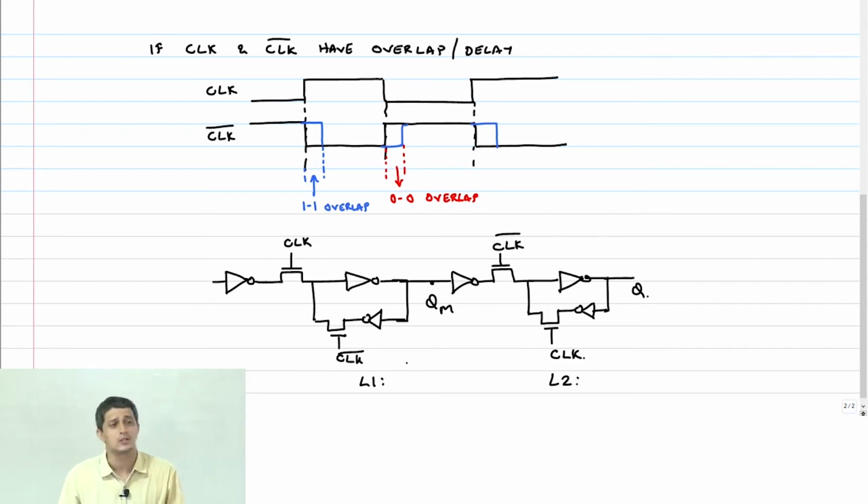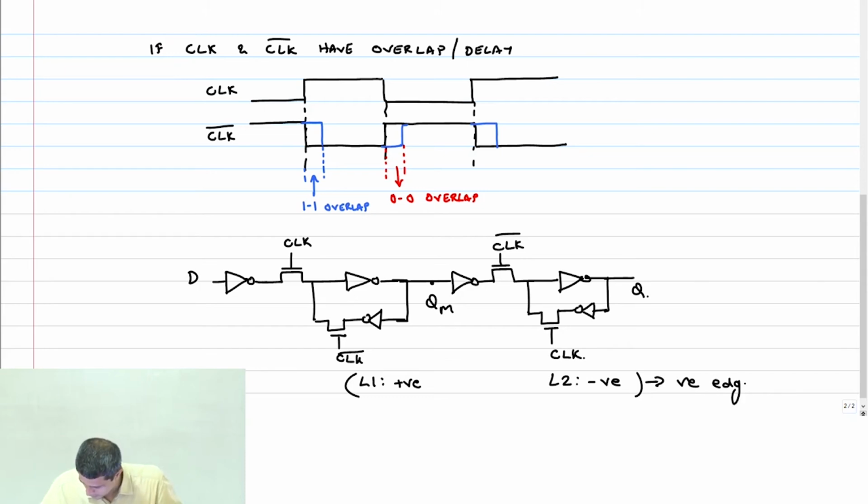It's a negative latch because... So is L1 a negative latch or a positive latch? The positive latch, because when clock is 1, data is shooting through and getting to the output, right? This is my D. So therefore this is a positive latch and L2 is a negative latch. So therefore this is a negative edge triggered flip-flop. Okay. So together you get a negative edge flop. Okay.